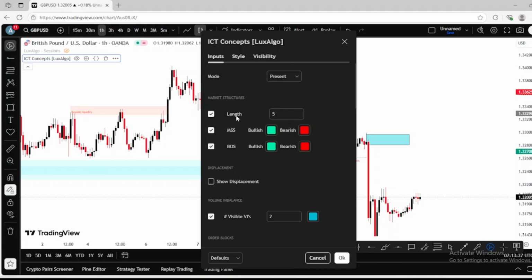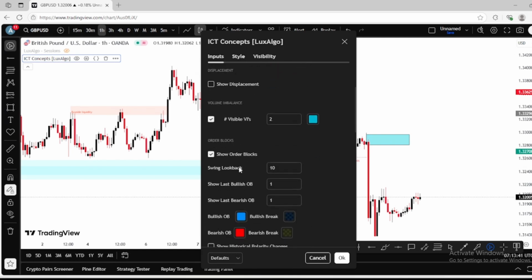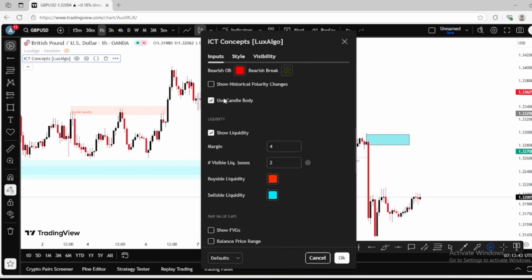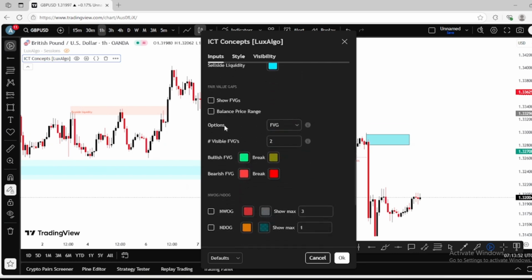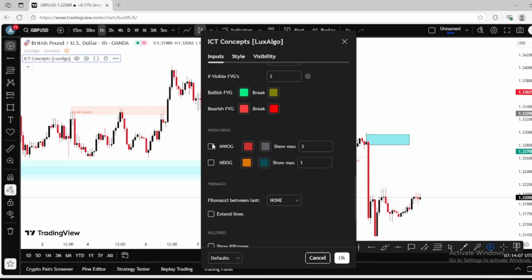So you need to maintain the length, the market structure is there, break of structure is there, this one is there, everything, order block is shown, and you have to turn this one off. The historical polarity, turn it off. Then liquidity, show liquidity, all right, so you've got to keep that on. I've turned the fair value gap off. But if you trade fair value gap, you can turn it on. I don't trade fair value gap. If I turn it on, it's going to create a lot of noise, so I've turned it off. And if you want it, you can turn it on and turn this one off.